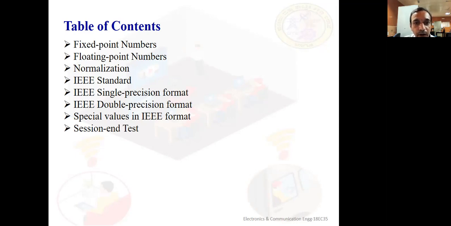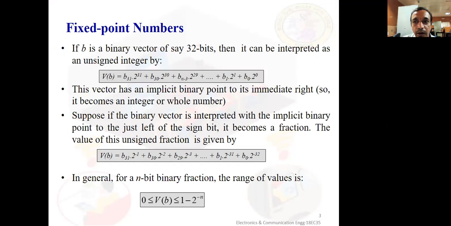So if you recall, in previous sessions, we discussed number representation for unsigned and signed integer numbers, right? The whole numbers, what we call. So in this session, we'll be looking into floating point numbers. Now, what are fixed point numbers? So you can just look at what is written here.